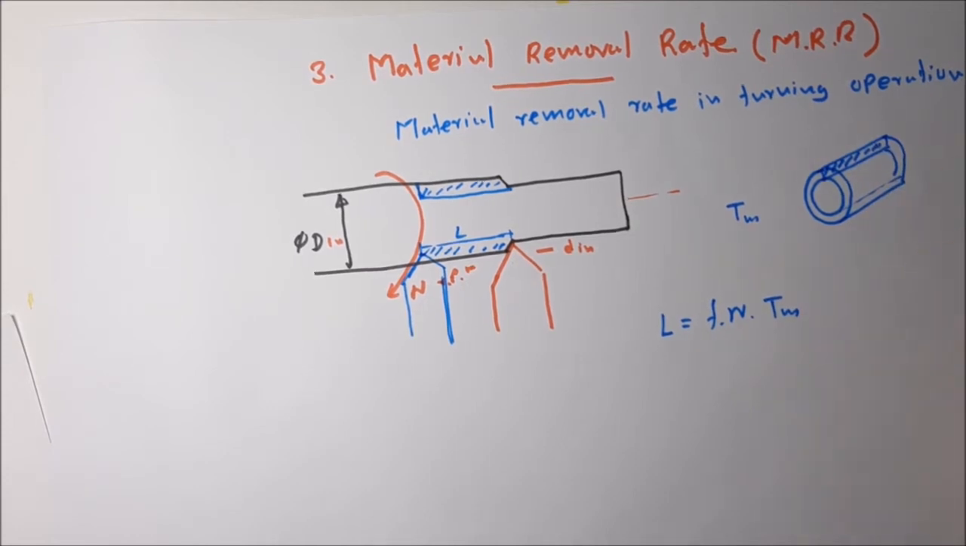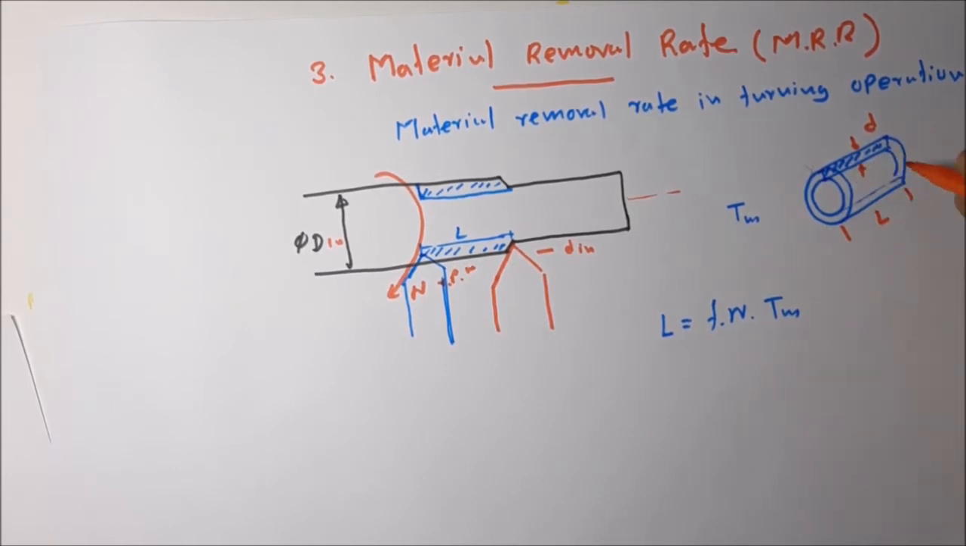This kind of ring shape material has been removed. So what is the volume of material removed in this machine time TM? What is the thickness of this ring shape? It is equal to D, the depth of cut. What is the length of this volume? L, and L is equal to F into TM.